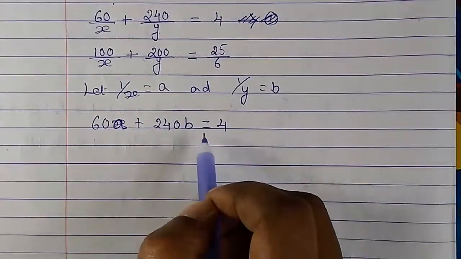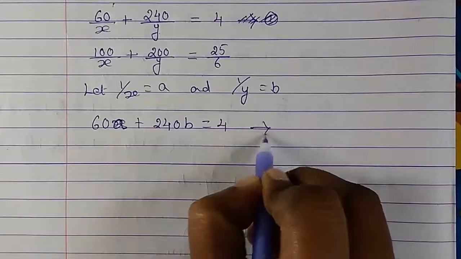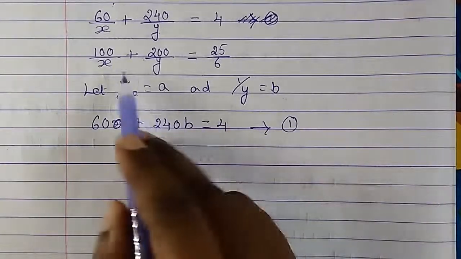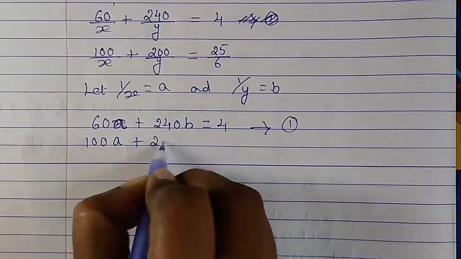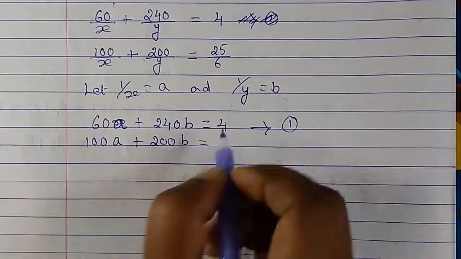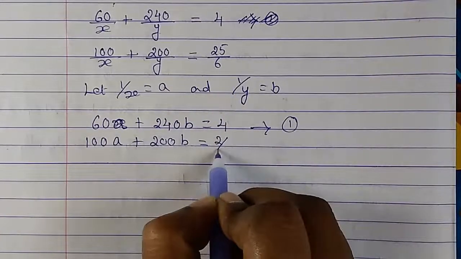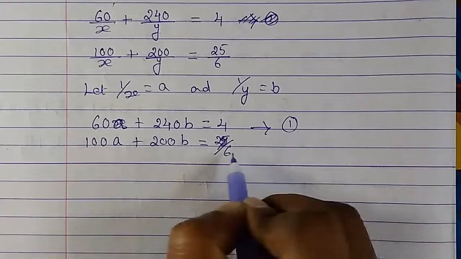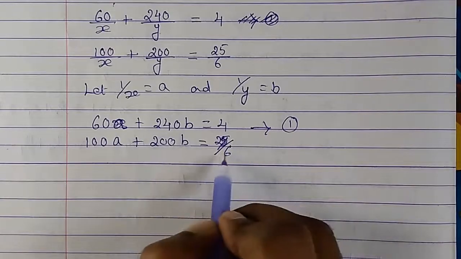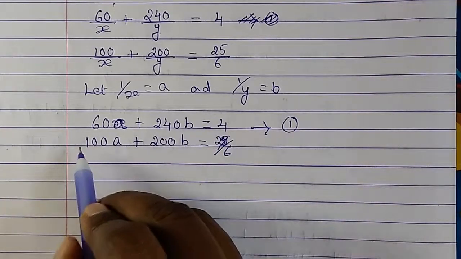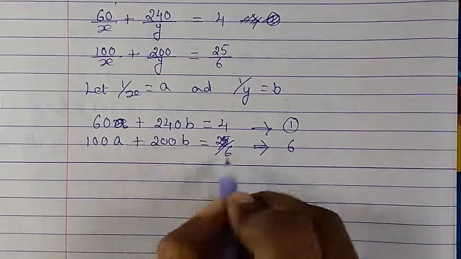This is simplified. We will keep it as equation 1. The next is 100a plus 200b equal to 25 upon 6. Again it is in fraction, so we'll simplify again. Let this 6 come to this side, then it will become multiplication.